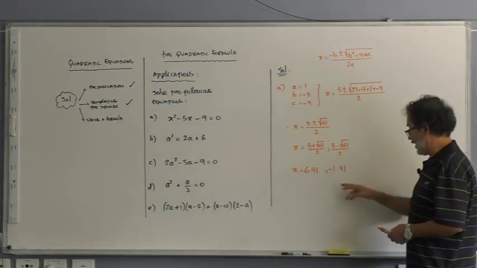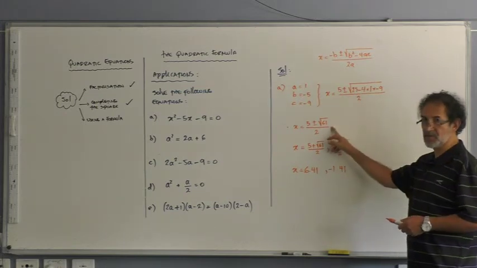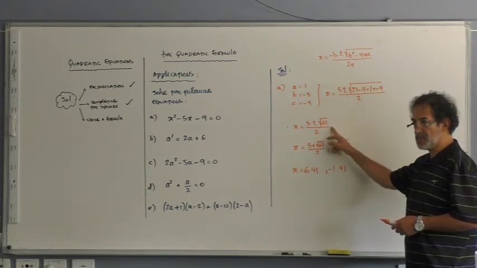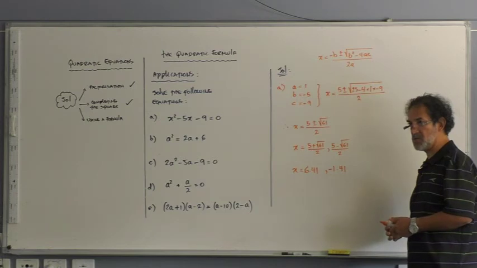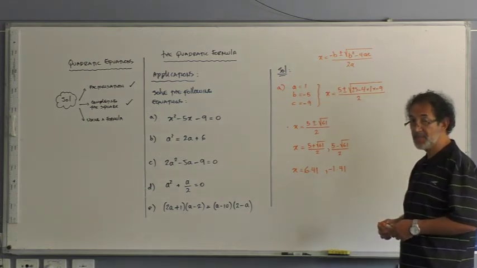All right. Okay, so these are only approximations. The exact solution is this one. The exact solution is this. These are only approximations to 2 decimal places. Okay. Too easy.